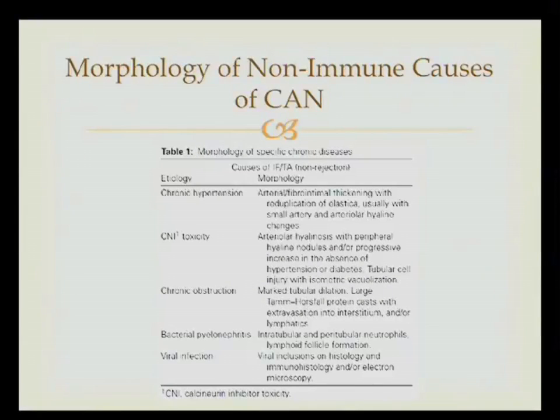Exactly. We all thought that. And they remind us that the non-immune causes actually have morphology that can be described on biopsy. And if you see those morphologic changes, you should call it that. You shouldn't just call it CAN. You should say it's changes due to chronic hypertension or changes due to calcineurin inhibitor toxicity. So it was an attempt to try to put some specificity into the terminology.